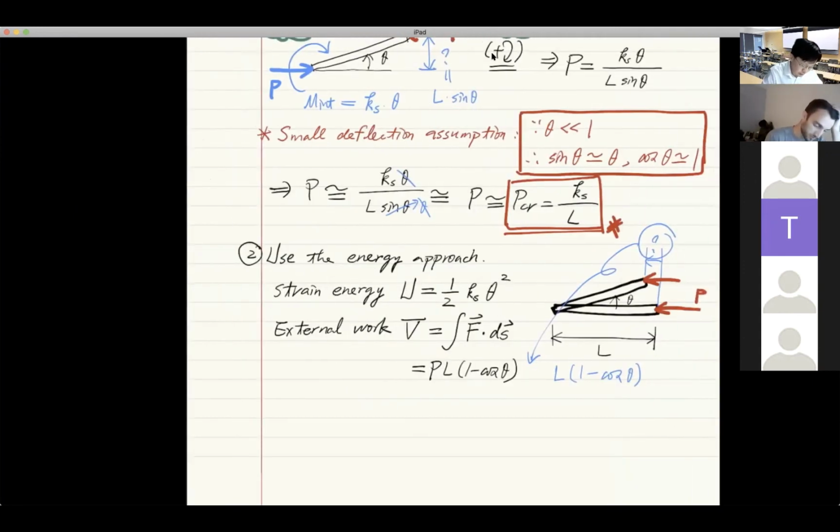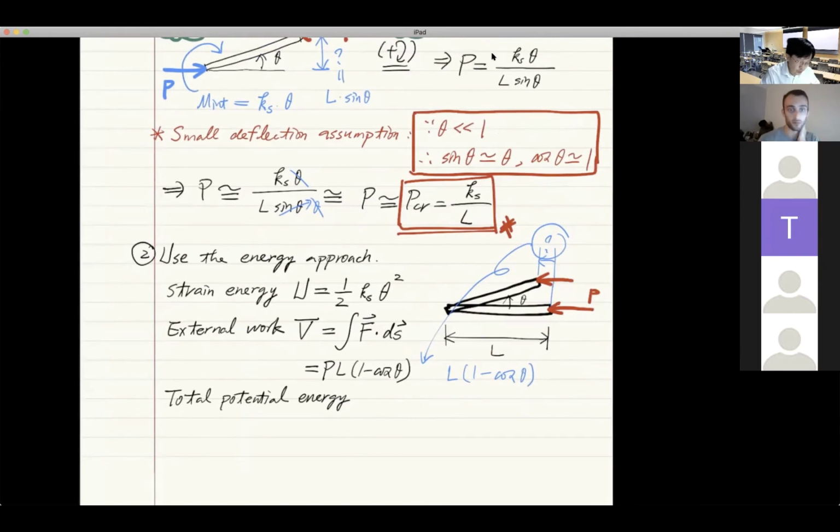And next, we're going to introduce the concept of total potential energy. So what's total potential energy? Total potential energy is denoted by capital Pi, equal to capital U minus capital V. So it's basically the difference between strain energy and external work. That's just by definition.